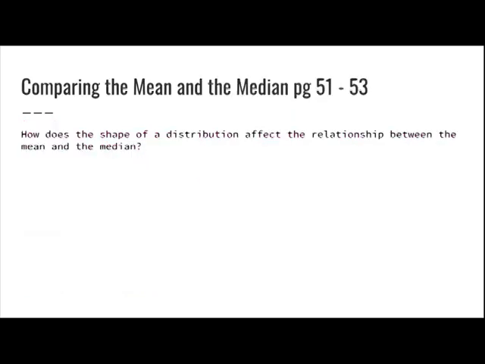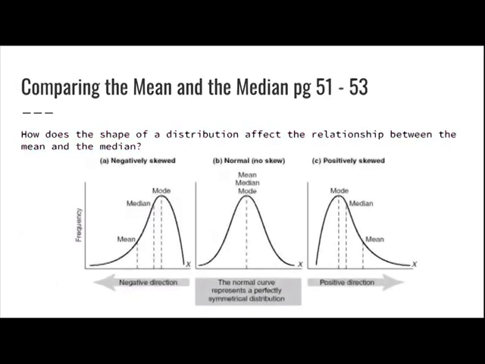How does the shape of a distribution affect the relationship between the mean and the median? Check out these graphs below. When a graph is normal and there's no skew, with our normal curve, everything's pretty much distributed. However, when we're positively skewed, or skewed to the right, the mean is a lot greater than the median. However, when we are negatively skewed or skewed to the left, the mean is a lot less than the median.